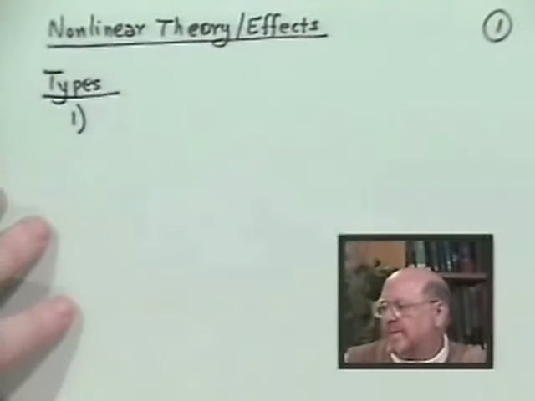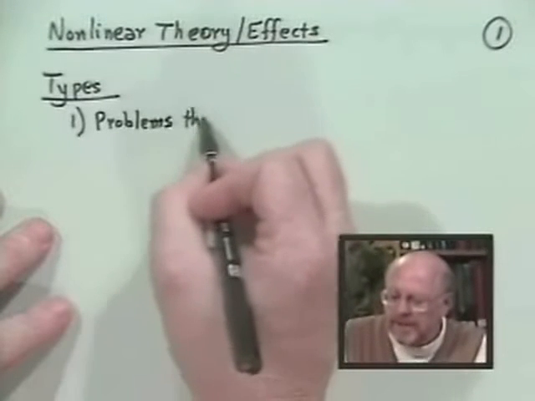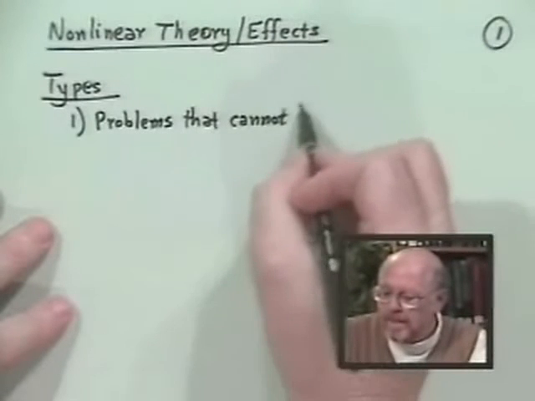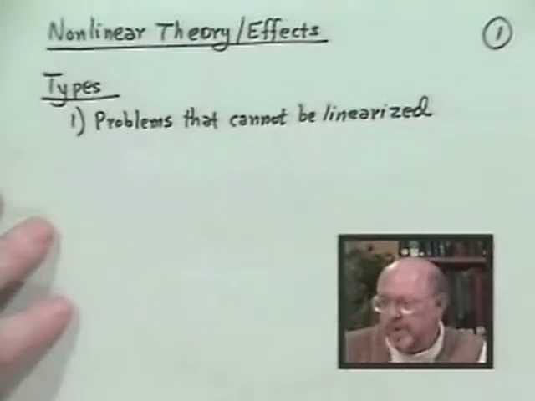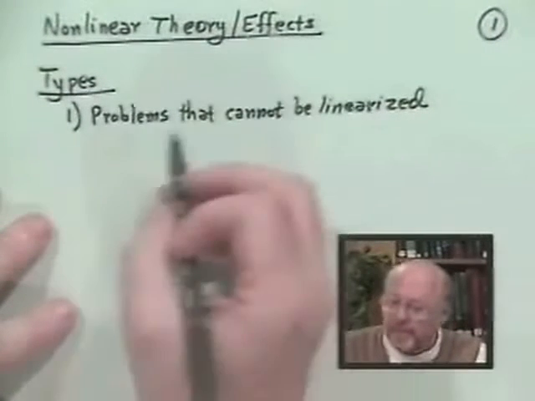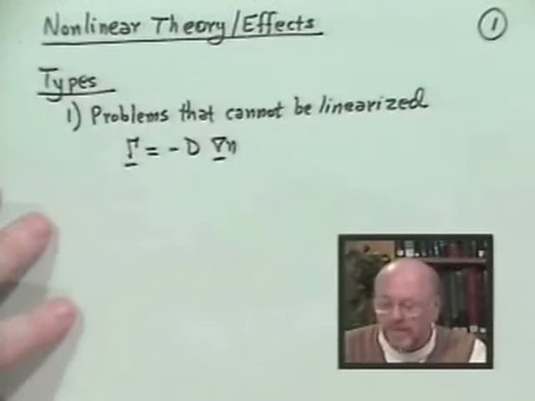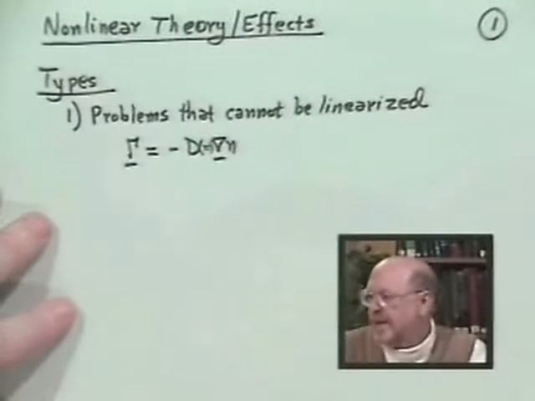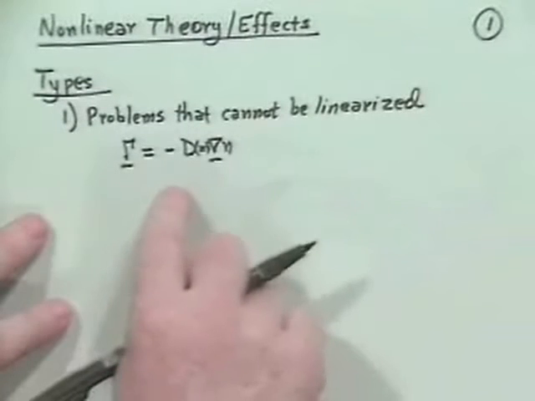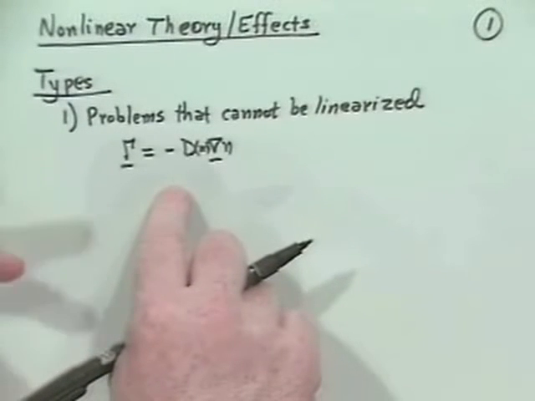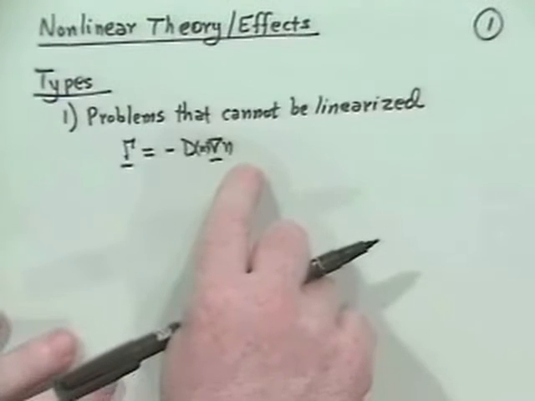The first kind, which we've dealt with a little bit, are problems that cannot be linearized. By which we mean that if you throw out the baby with the bathwater, you don't get anything, or you make it too simple. Some examples of this: the particle flux, which we usually write as Fick's law, minus D grad n, but often that diffusion coefficient is itself dependent upon the density. Because of that, when you write a density conservation equation, dn/dt plus del dot gamma, you'll get in del dot gamma at least two powers of density. And so that's clearly nonlinear.